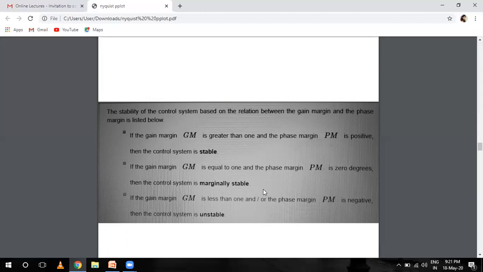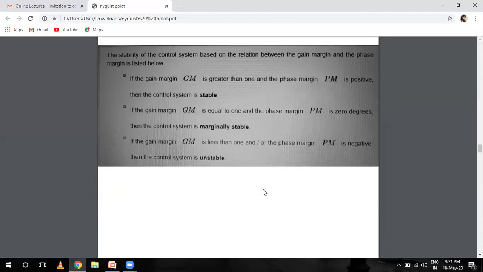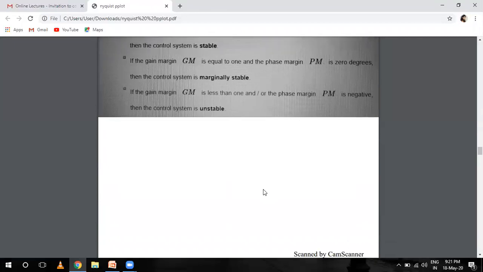And third point is if the gain margin GM is equal to 1, अगर ये equal ही हो गया 1 के, and phase margin is 0 degrees, then the control system is marginally stable. Then we can define our stability on the basis of this.